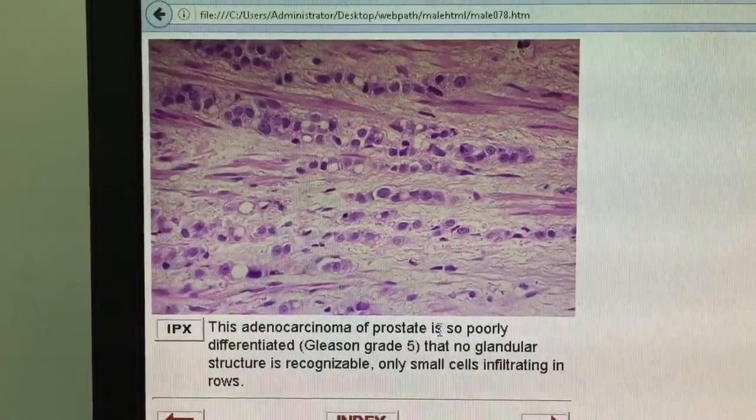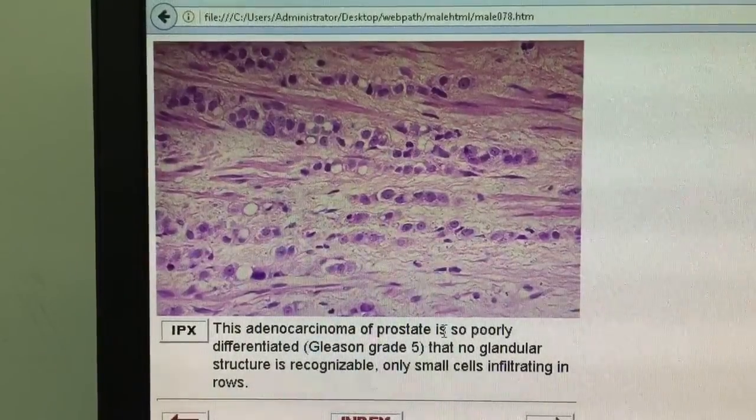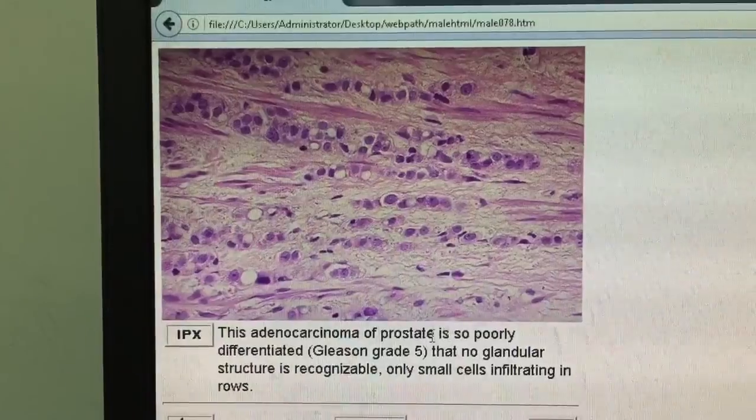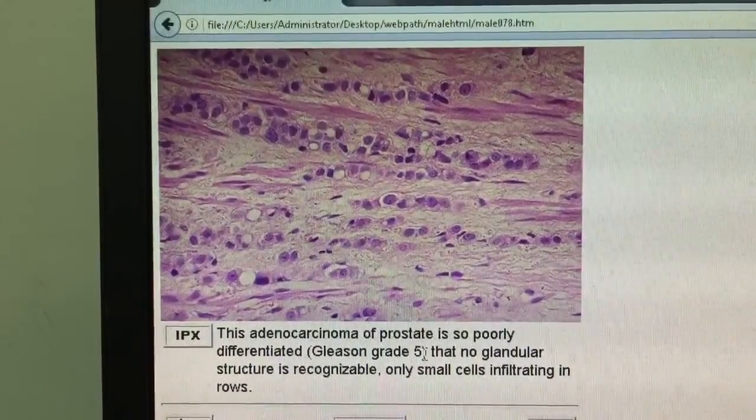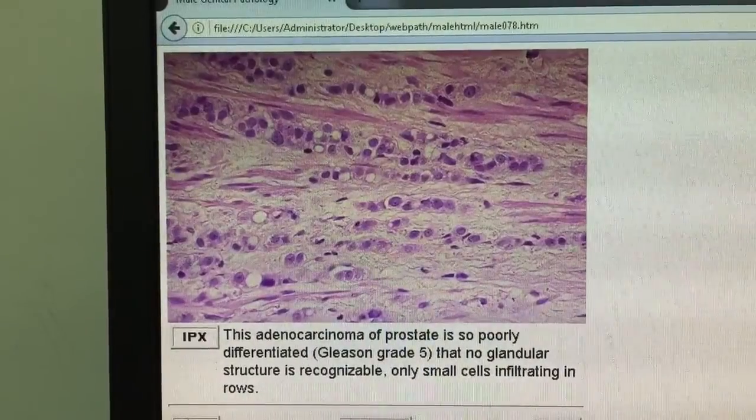In this picture you can see no gland formation. The cells appear in rows, so this is what we call Gleason grade 5, which is the worst Gleason grade.